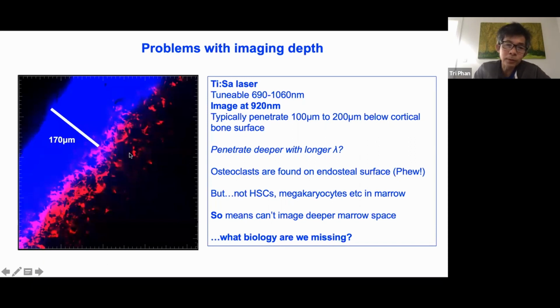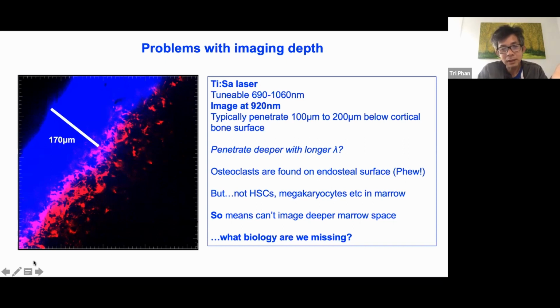So the other problem, of course, is imaging depth. And as I mentioned, the cortical bone is quite thick. And as it happens in the tibia, we usually gravitate towards a small area where the bone is naturally at its thinnest. And an example here, I think it's only 170 micron thick. And of course, we have a very old setup with a laser that can only get up to 1060 nanometers. So we typically image at 920 nanometers.